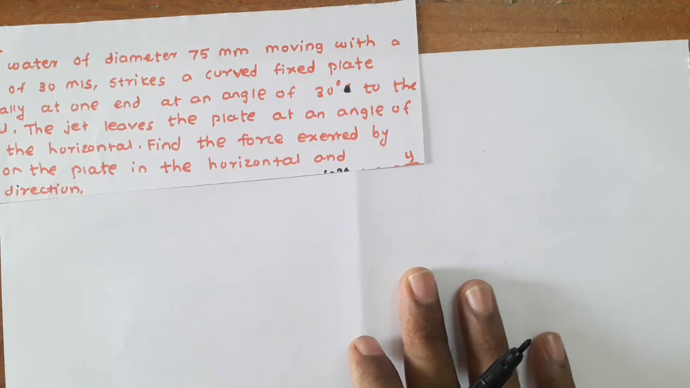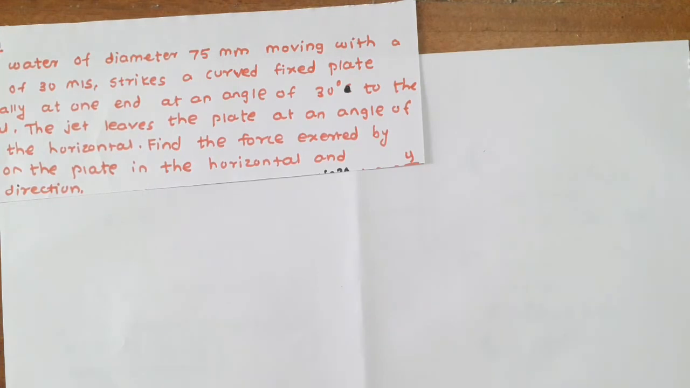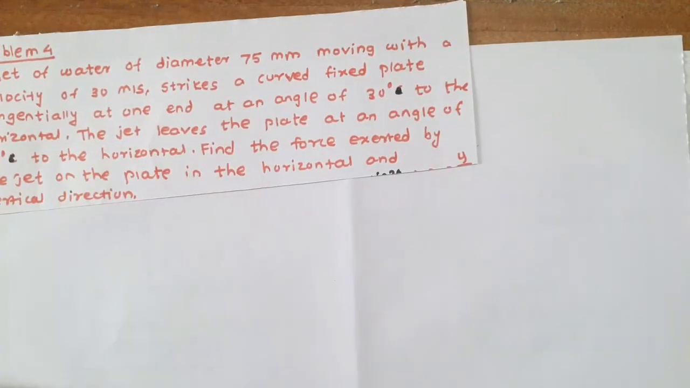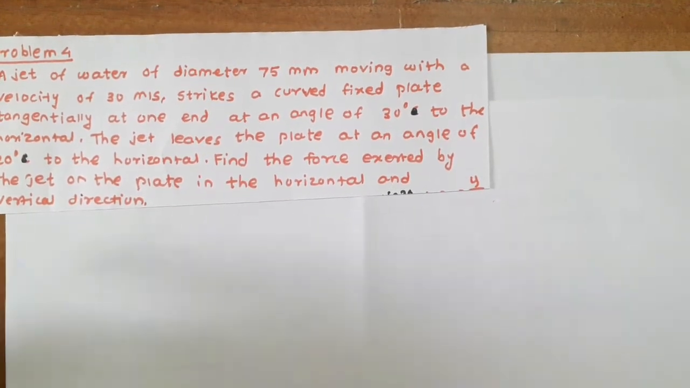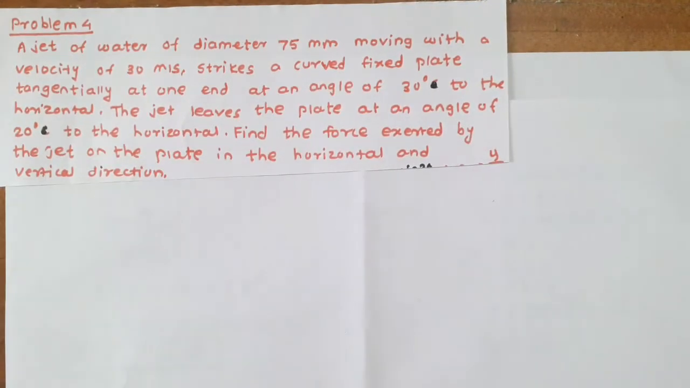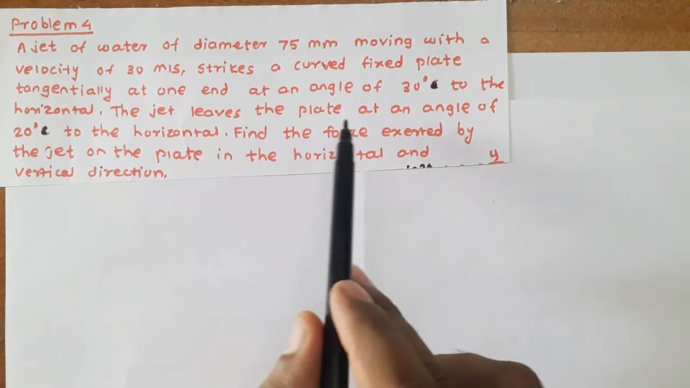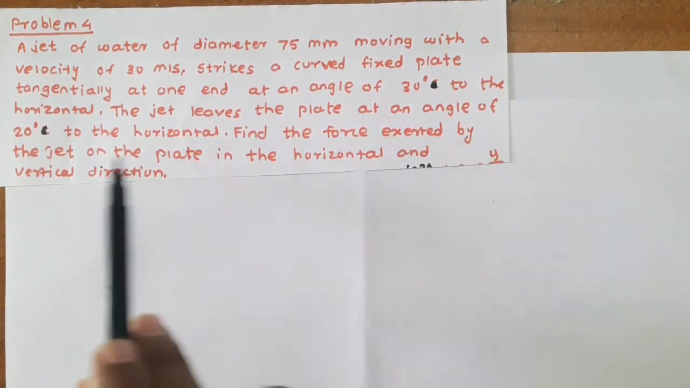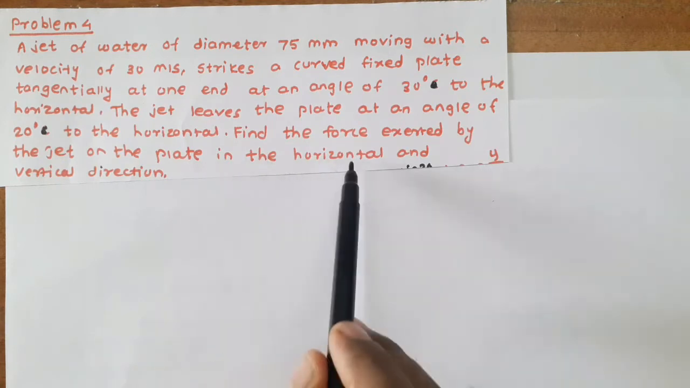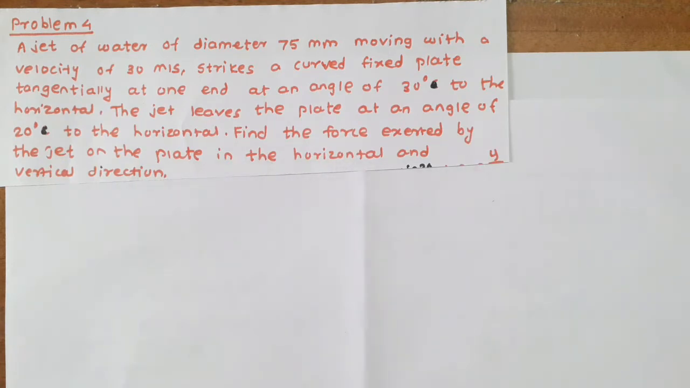A jet of water of diameter 75 mm moving with a velocity of 30 meter per second strikes a curved fixed plate tangentially at one end at an angle of 30 degrees to the horizontal, and the jet leaves the plate at an angle of 20 degrees to the horizontal. Find the force exerted by the jet on the plate in the horizontal and the vertical direction. Now it is case number 4.